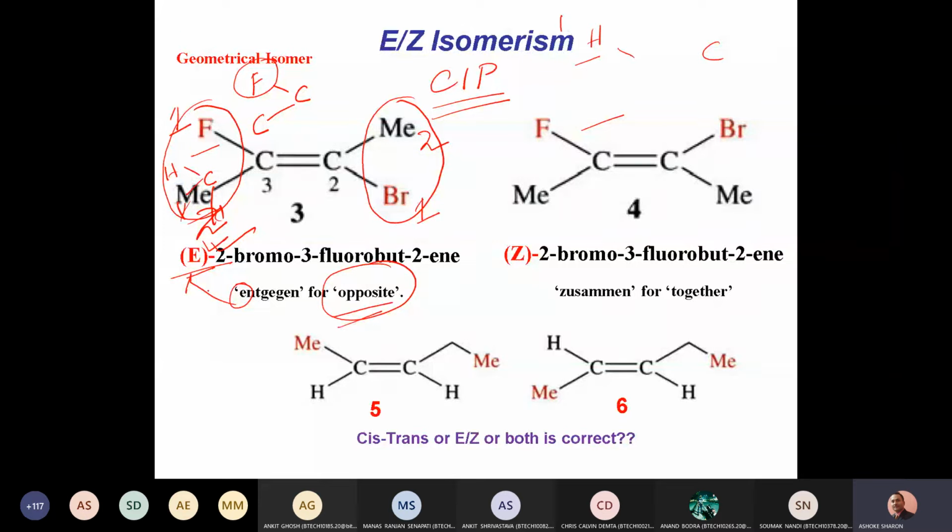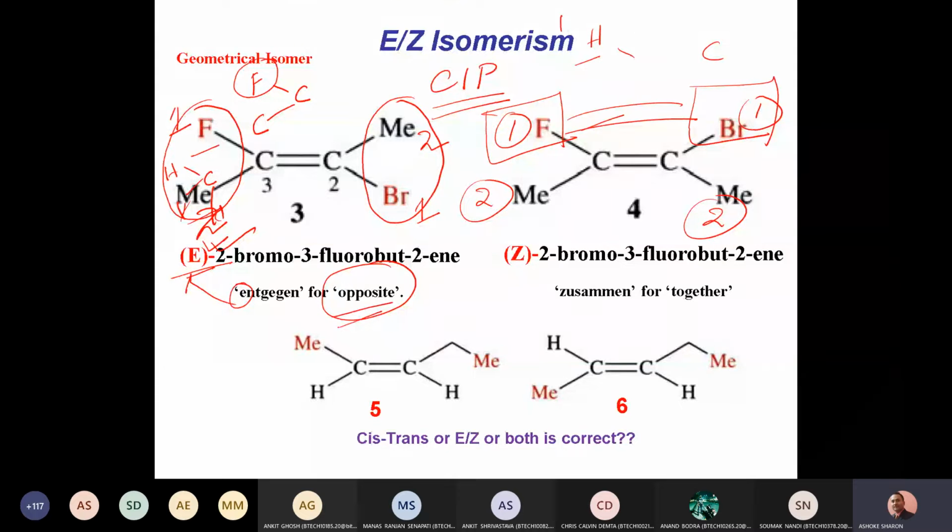Now in this case, you have priority number 1 and methyl priority number 2. Bromine is priority number 1, methyl priority number 2. So now the priority 1 groups are on the same side. This is called together, and the German word is zusammen, and that is the reason we call it Z. That is why we say EZ configurations.